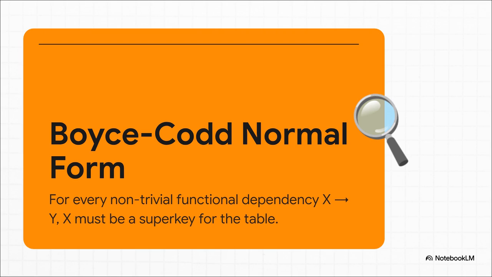Now let's apply that to our example. The professor column determines the subject, right? If you know the professor is P Java, you know the subject is Java. But professor is not a superkey. Knowing the professor is P Java doesn't tell you if it's student 101 or student 104. And that is the BCNF violation.